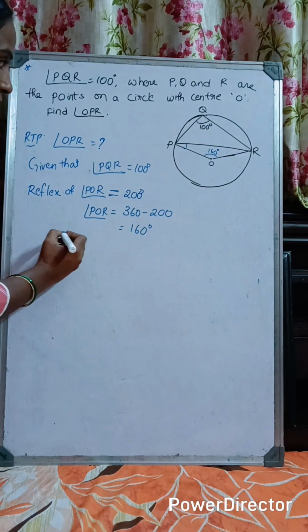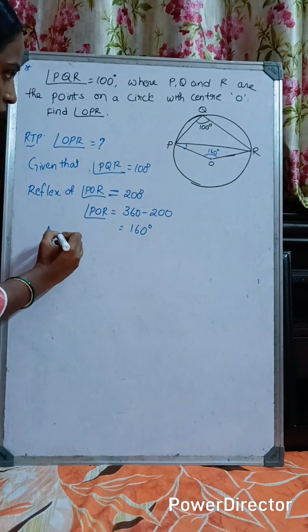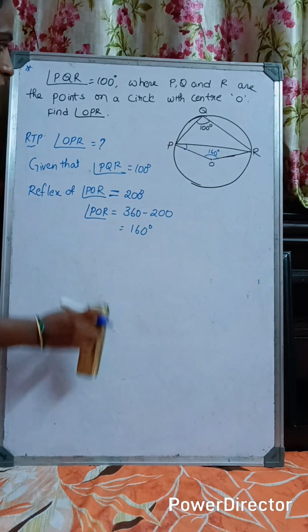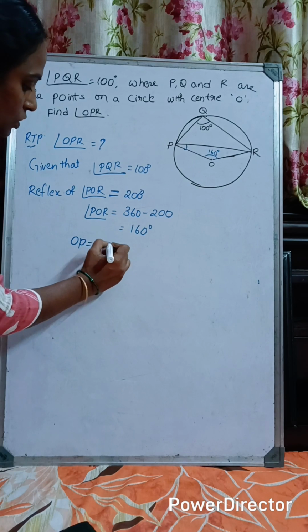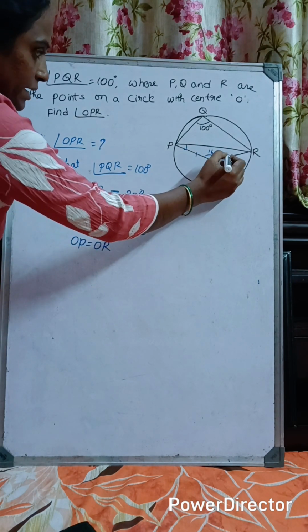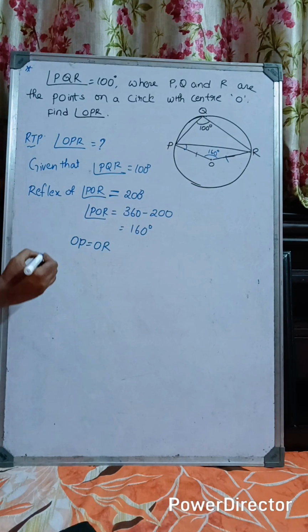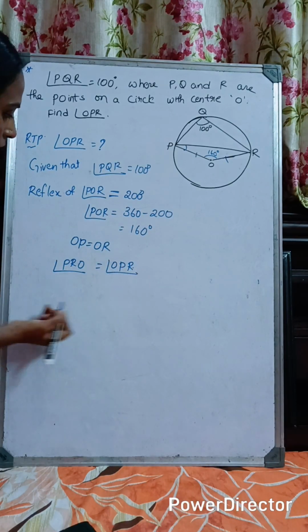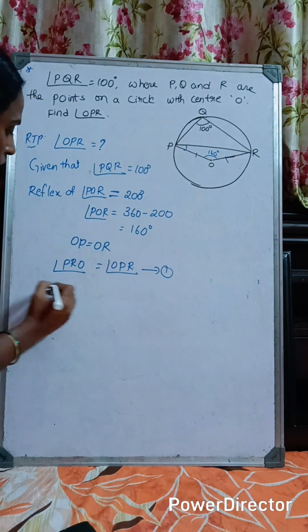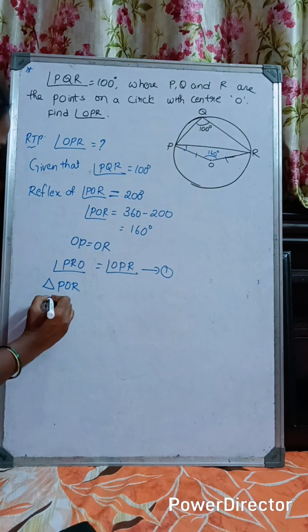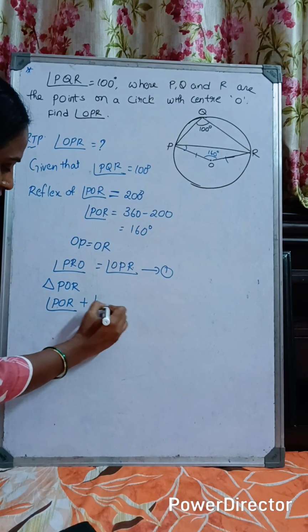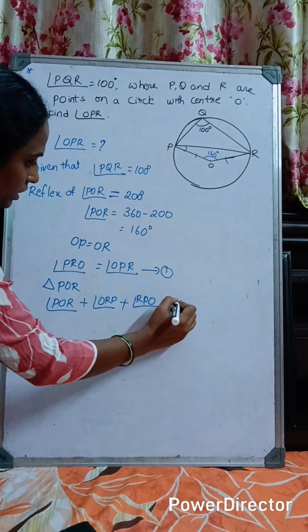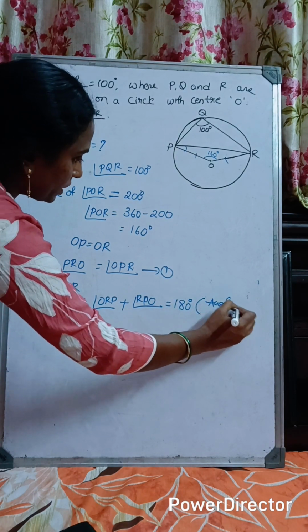Correct? Now, let's take triangle POR. Before that, let's write one more step here. OP is equal to OR. These two sides are equal, which means the opposite angles are equal. That means angle PRO is equal to angle OPR. Let's give this as equation number 1. From triangle POR, the sum of the three angles is how much? 180 degrees. POR, ORP, then RPO is 180 degrees. Angle sum property.